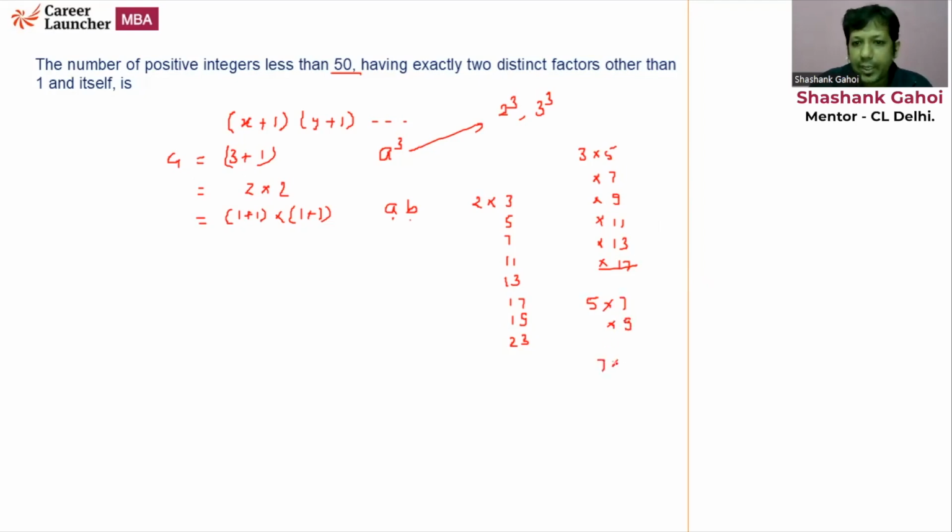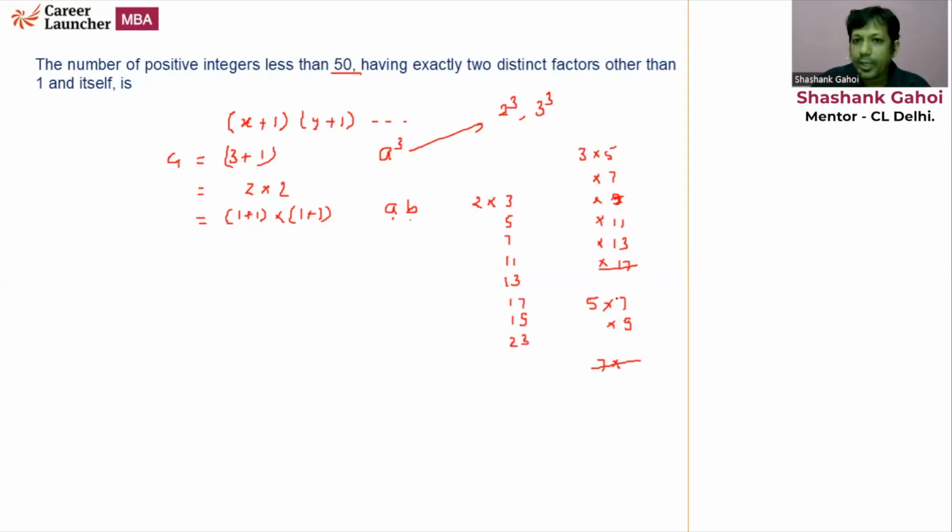With 7, can I pick any number? Sorry, it's 5, 7, 9 is not a prime number. So 5, 7, 11, 13, and that's it. So with 7, I can't take 11. So here I'm not going to get any possible number that's less than 50.